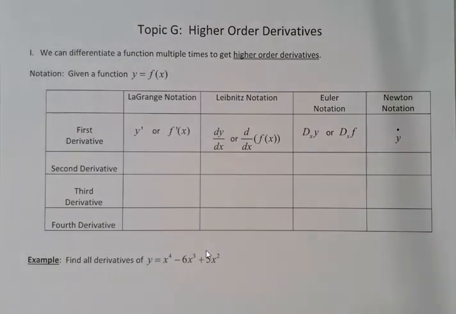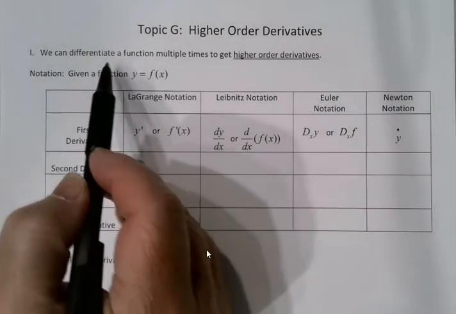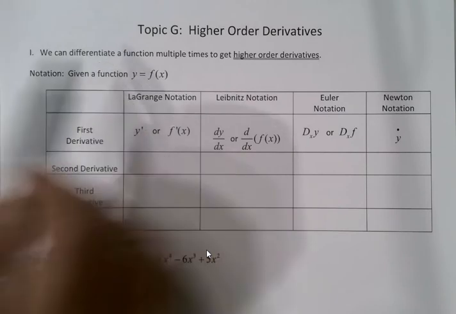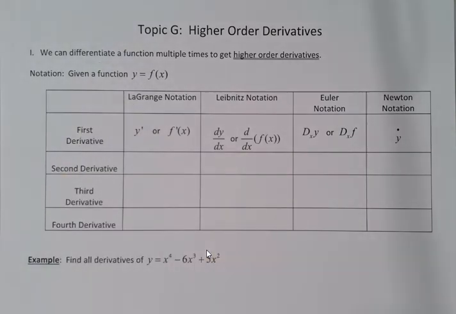This is Unit 2, Topic G. We'll begin talking about higher order derivatives. Essentially, a higher order derivative is simply what you get when you differentiate a function more than once. So you take a derivative, and then you take another derivative of that answer, and so forth.